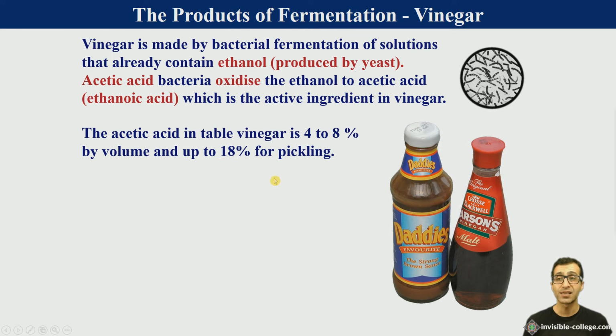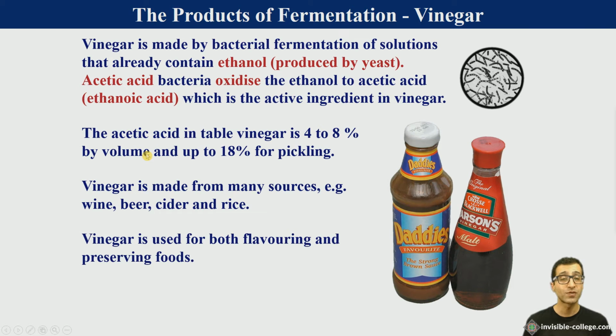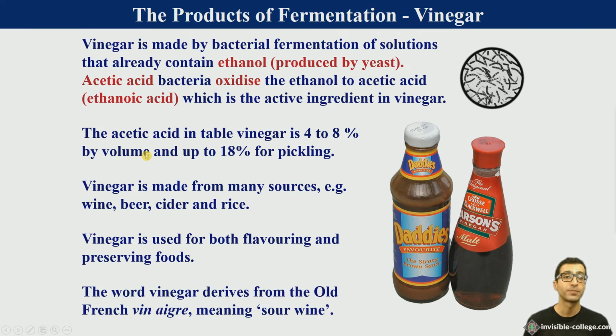Now the acetic acid in table vinegar is somewhere between 4 to 8% by volume and up to 18% for pickling vinegars. So vinegar can be made from many sources. We can make it from wine, beer, cider, rice, pretty much anything that has ethanol in it, and this is used for flavourings and also for preservatives.